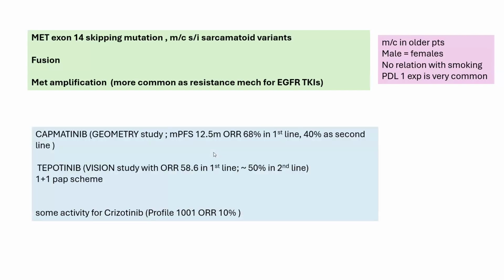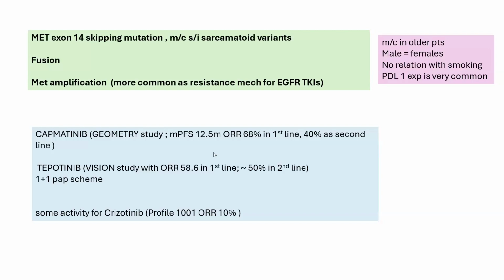So there are three drugs basically. One is crizotinib with an overall response rate of just 10%, because MET is also one of the targets for crizotinib. Then capmatinib, which in the GEOMETRY study had a median PFS of around 12.5 months, with an overall response rate of 68% when used as a first line. When it is used as a second line, the response rates were still good, 40%. First line, even better, 68%.